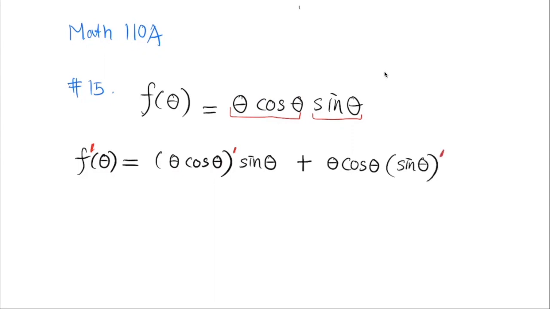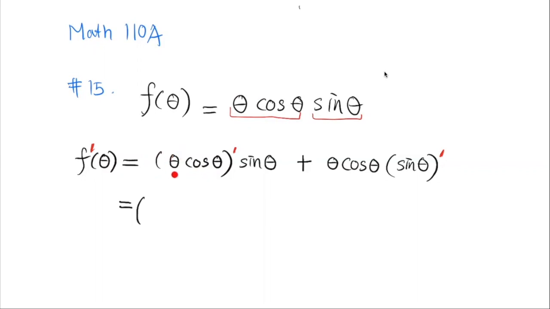Okay. And then what we have over here, for this one over here, we use the product rule again. Okay. Because it's a product of this function and this function. So I'm going to differentiate the first function. So this time we just go ahead and do it. Differentiate the first function here.